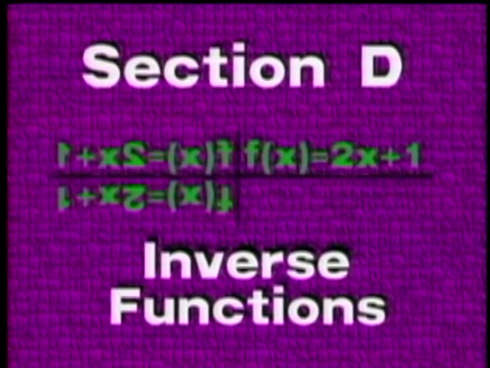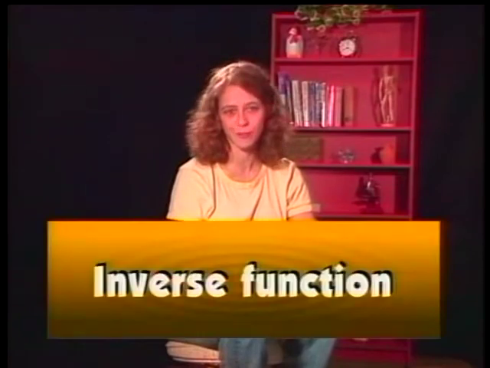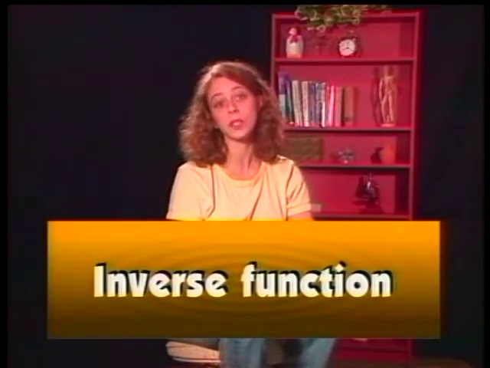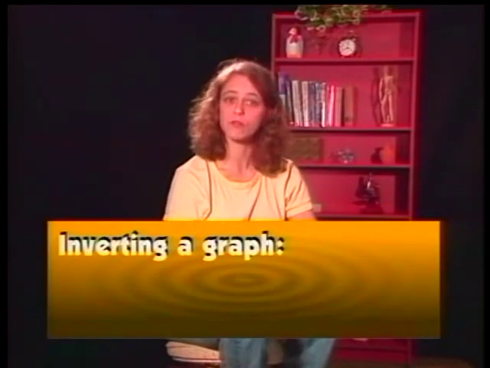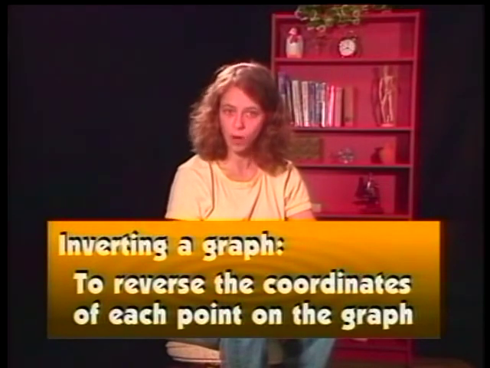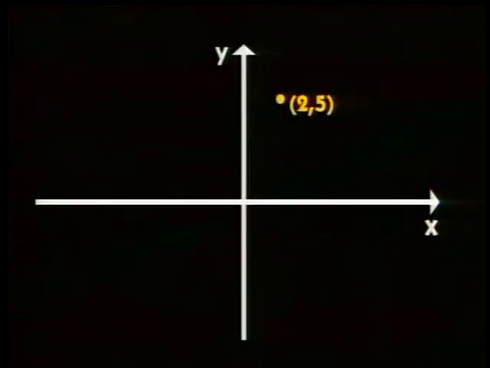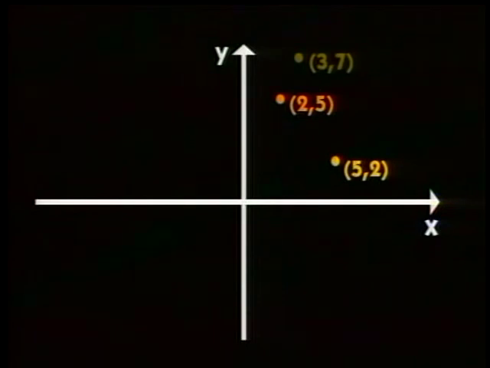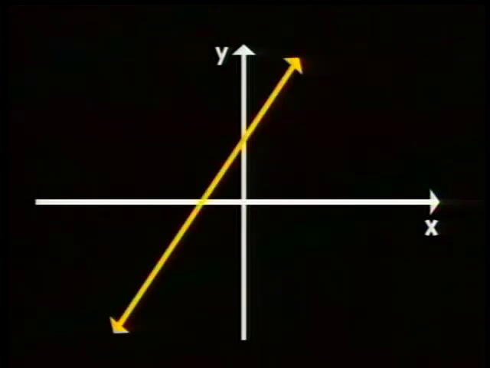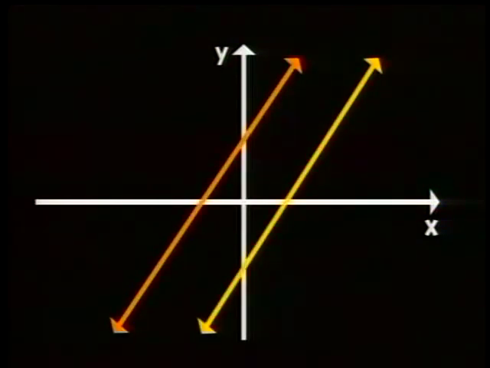Section D, Inverse Functions. We don't want to leave this introduction to functions without mentioning the concept of the inverse function. Thinking visually, inverting a graph means to reverse the coordinates of each point on the graph. For example, if (2, 5) is one of the points in the original graph, then (5, 2) will be a point of the inverted graph. If (3, 7) is another point in the original graph, then (7, 3) will be another point in the inverted graph. Here are some examples of graphs and their inverses.